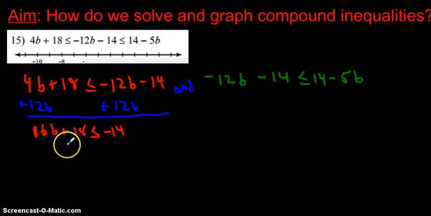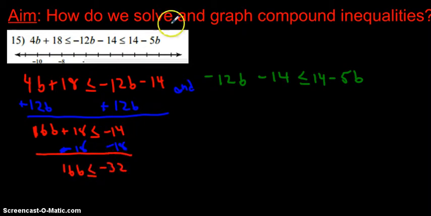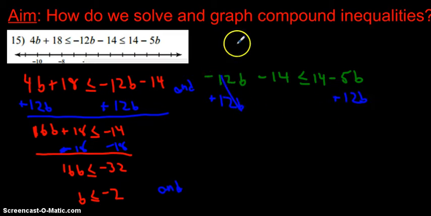Subtract 18 from both sides. You get 16b is less than or equal to negative 32, which means b is less than or equal to negative 2. And over here, purposely again, I'm going to make b positive, so I'm going to add the 12b to both sides. That way this side will be positive. That way I won't have to deal with the golden rule.